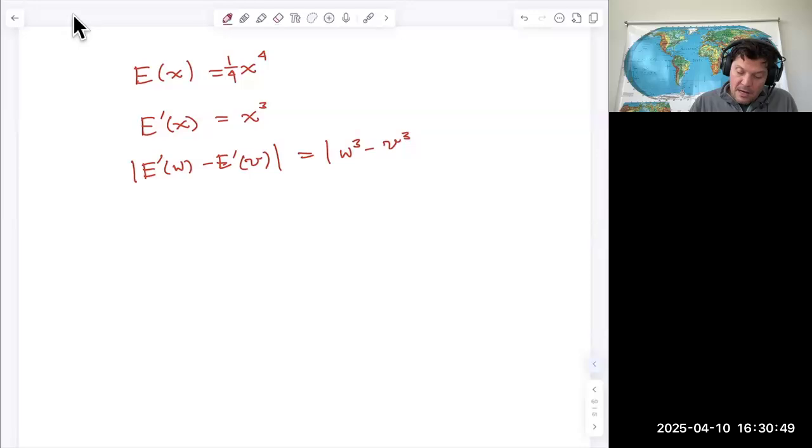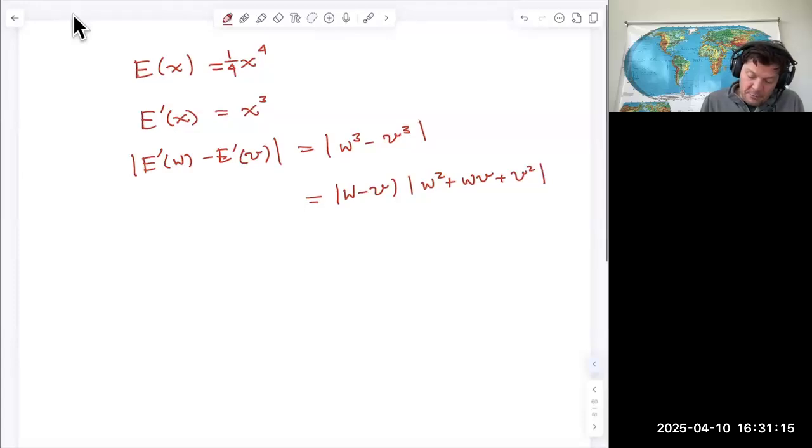Now, I always forget how to factor this, but I want to factor it in such a way as to bring out W minus V and then what's left over. I think it's W squared plus WV plus V squared. Let's check to see that I've got that right. I don't want to do the polynomial division. That's awful. Okay, if I take the product, it's going to be W cubed minus VW squared.